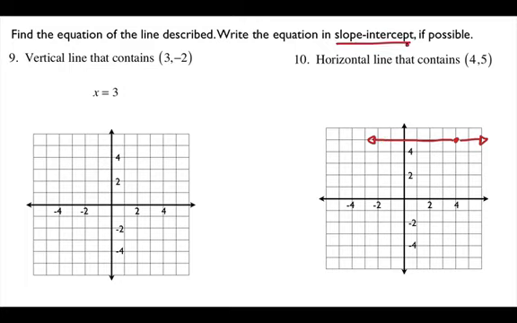So I forgot to mention this for number 9. Since it's a vertical line, I know that I cannot express the answer in slope-intercept form. This one I can. Number 10. Horizontal line, you know that is always y equals a real number. What real number? The y value of the point. So that's why the answer is y equals 5, or if you want to express it as 0 times x plus 5 is also correct.